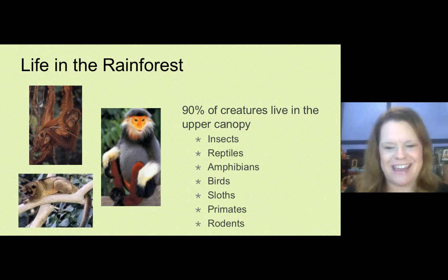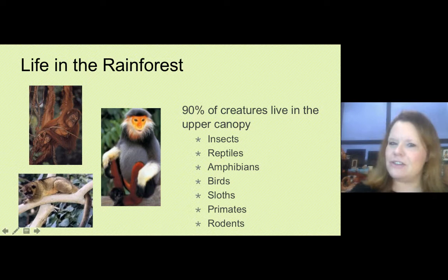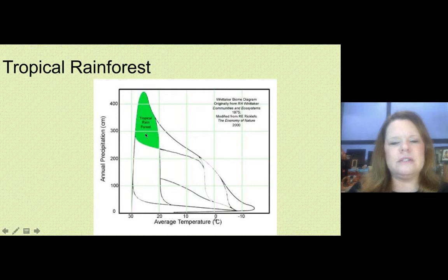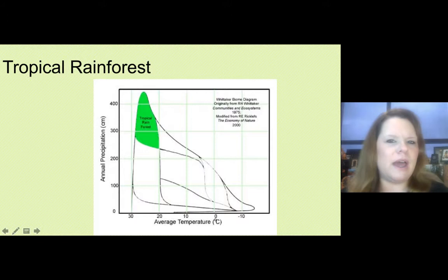So insects, reptiles, amphibians, birds, sloths. Love sloths. They're just so cool, right? Here's one right over here. Primates, rodents, and don't forget predators even hang out in trees too, so be careful. When you look at the tropical rainforest on our diagram again, you can see it's on the warmest side and the wettest side. So warm and wet equate to high diversity.